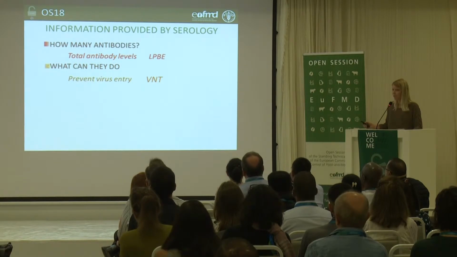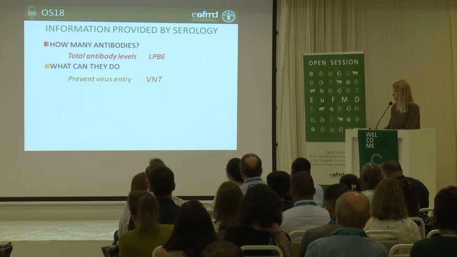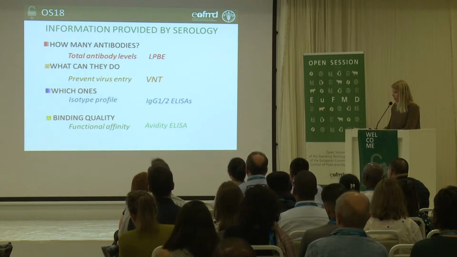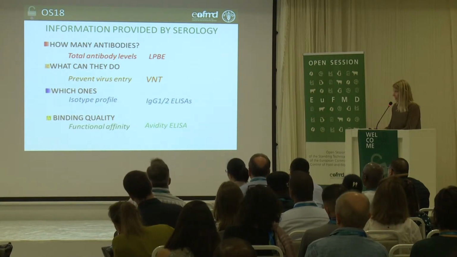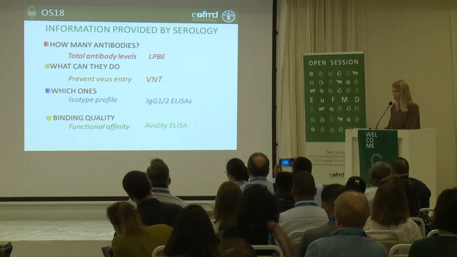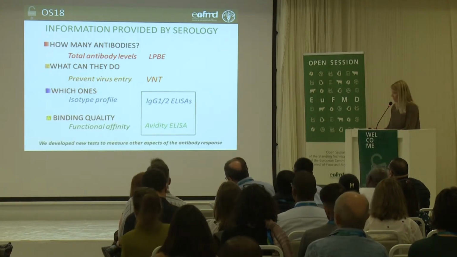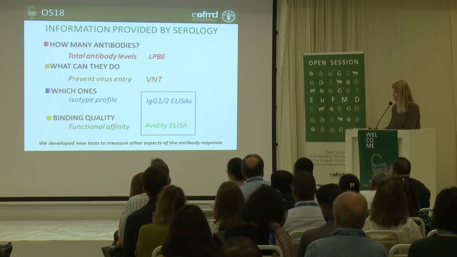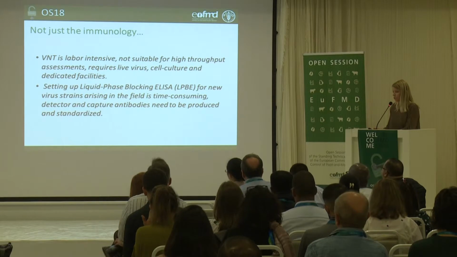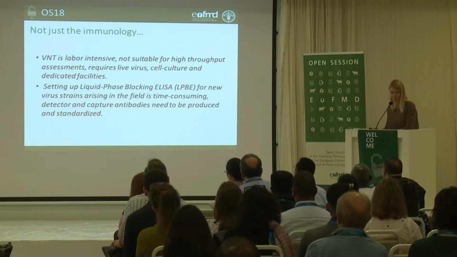So what is the information provided by serology? With the liquid phase blocking ELISA, we measure how many antibodies were induced. With the VNT, we measure how the antibodies prevent virus entry to the cell. Now we have added two other aspects: the isotype profile, with the IgG1 and IgG2 ELISAs, and the functional affinity, with the avidity ELISA. We developed very easy tests to measure these other aspects of the antibody response. And it's not just because of the immunology, but because the VNT is labor intensive. I'm pretty sure everyone has dealt with VNTs.